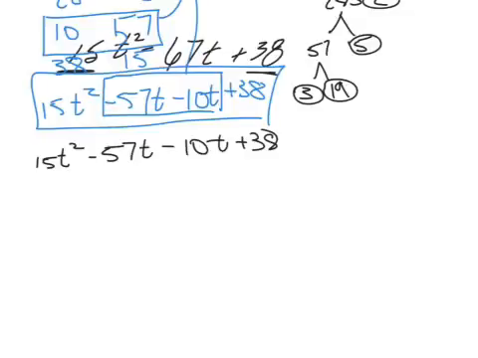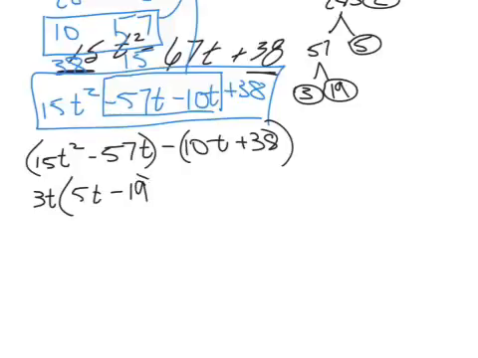Okay, so I'm going to look at this and group those, and I'm going to group those. So I'm going to bring out a 3 here and a t, and I'm left with 5t minus 19. Okay? And then I'm going to bring out, let's see, what can I bring out here? I guess I can bring out a 2, and I'm left with 5t plus 19.